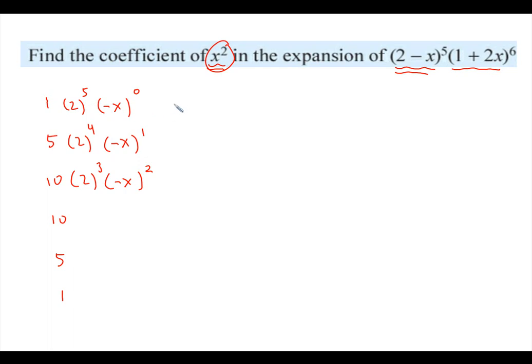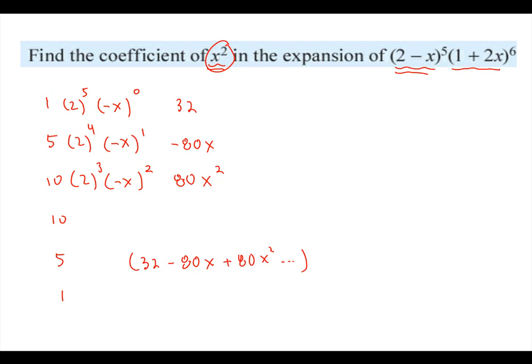So we're going to end up right here. 2 to the 5th is 32. Over here, 2 to the 4th gives me 16 times 5, that'll give us negative 80x. Then over here, that would be positive, and 2 to the 3rd is 8, so a positive 80x squared. So we have 32 minus 80x plus 80x squared, dot, dot, dot. There are some other terms, but we don't need them.